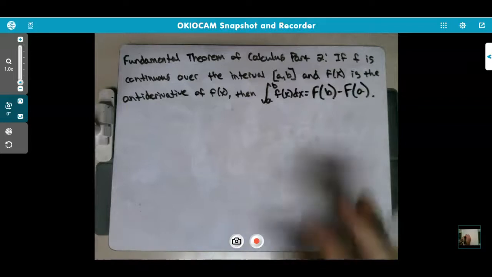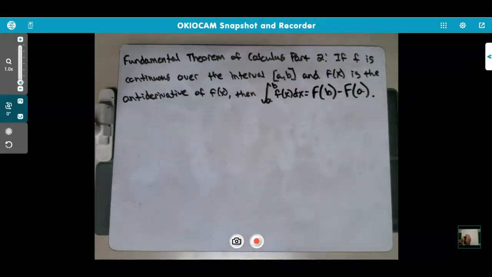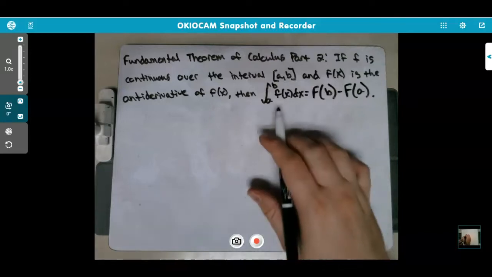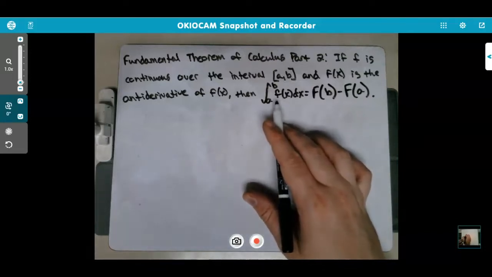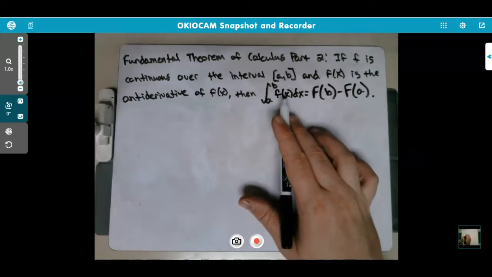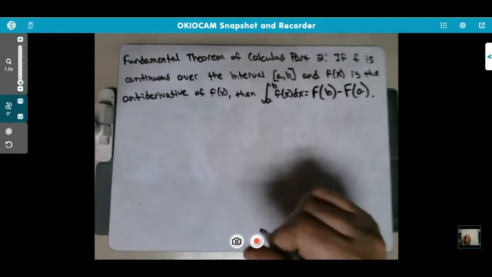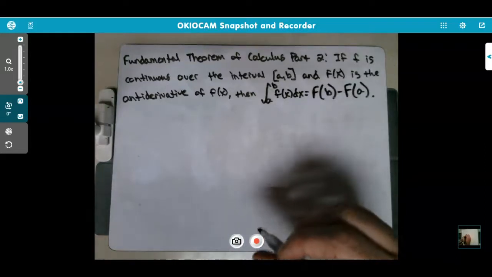This is a really big deal, so like I said, put a star by it, highlight it, whatever you've got to do. So what I would do is take the antiderivative. After that, plug in b, plug in a, subtract them. So let's look at an example.